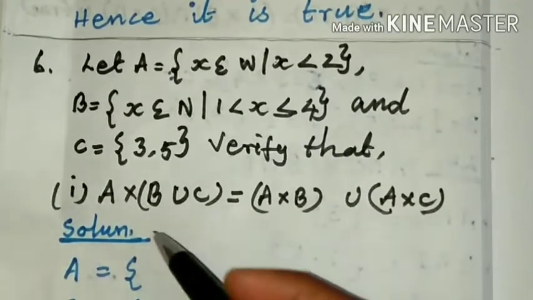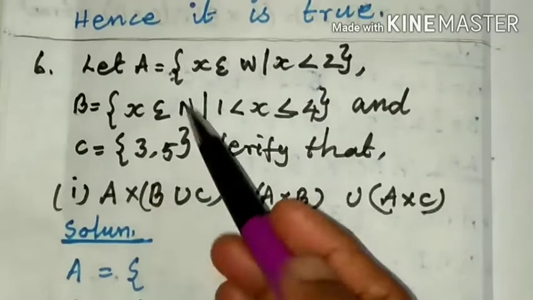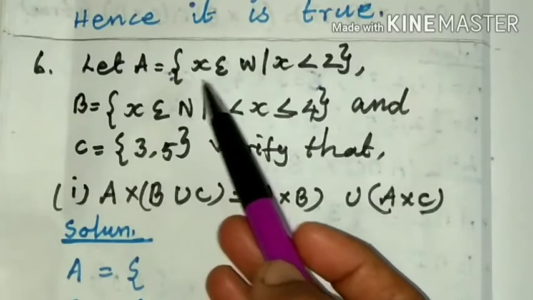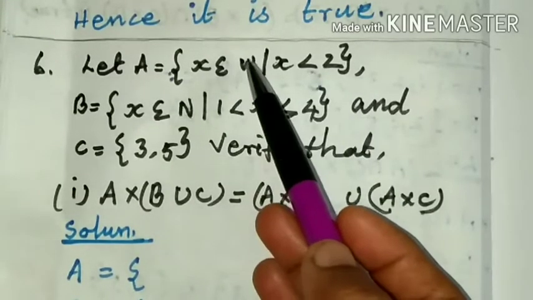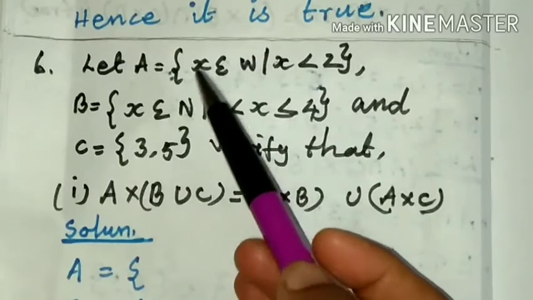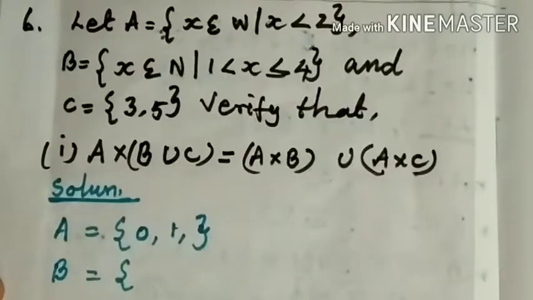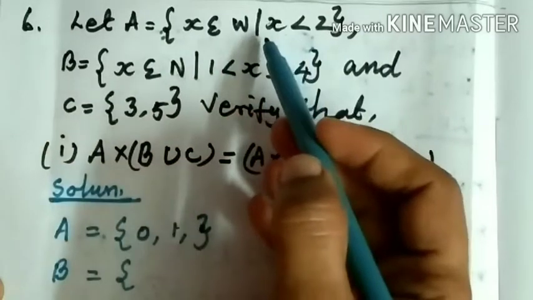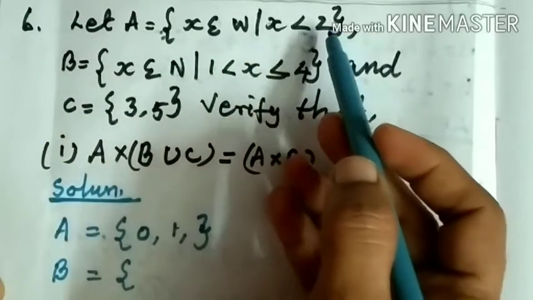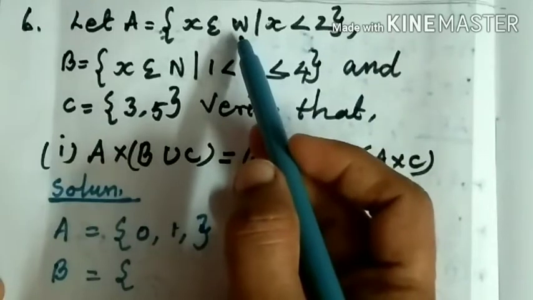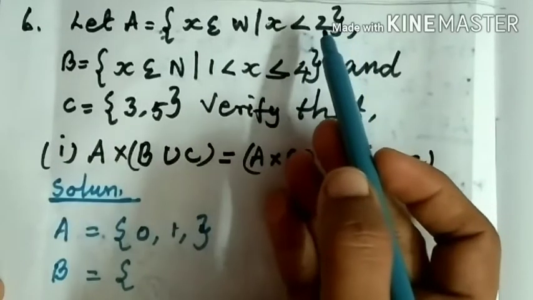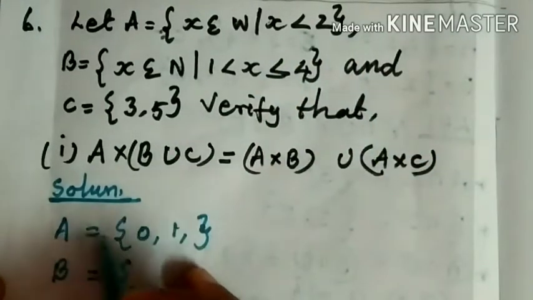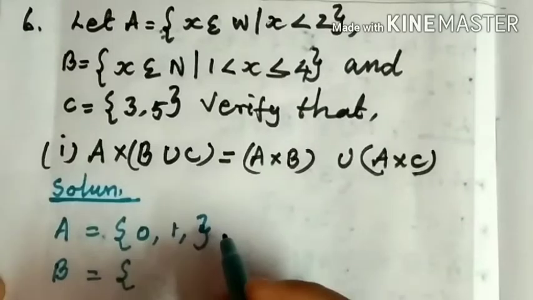See, in this question, set A and set B are given in set builder form. So, first you change them into roster form. See the first, set A equal to x belongs to whole number such that x less than 2, which means whole numbers start from 0 up to less than 2. Then the elements of A equal to {0, 1}.